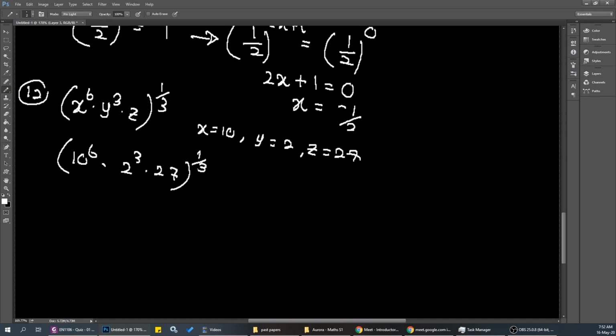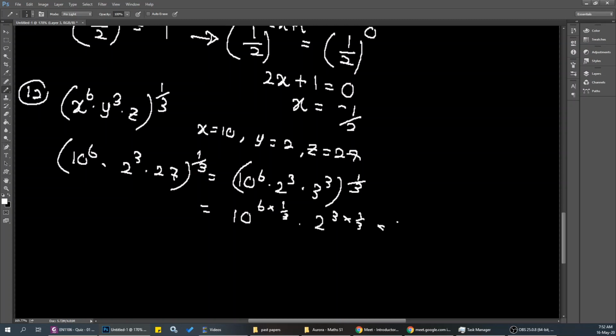The whole thing raised to the power 1 over 3, and you can write 10 to the power 6, again 2 to the power 3. 27 is 3 to the power 3. So just simplify this and you have 10 raised to the power 6 into 1 over 3, 2 again 3 into 1 over 3, and 3. So just like this, you have 6 over 3 is 2. So this is the answer. Answer is 100 into 2 into 3, and the answer is 600.